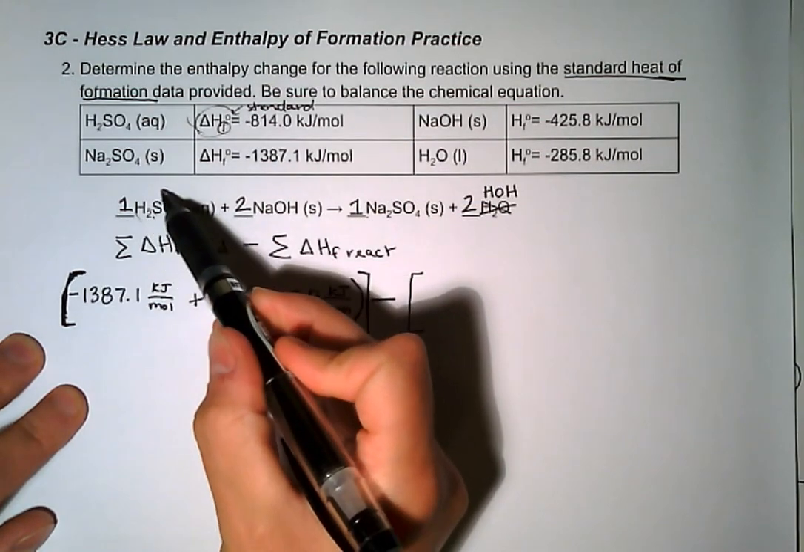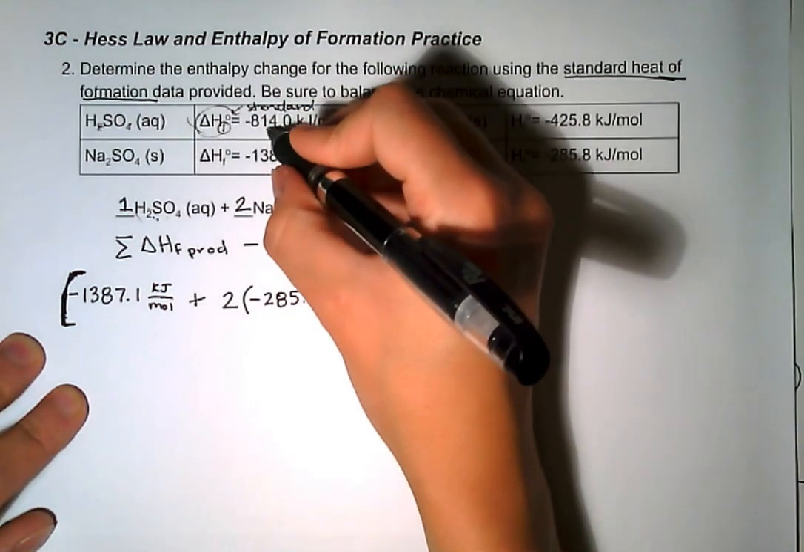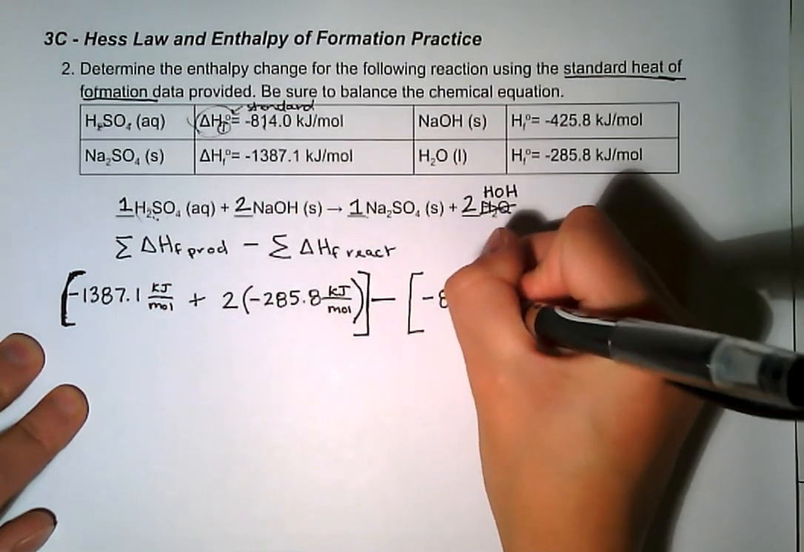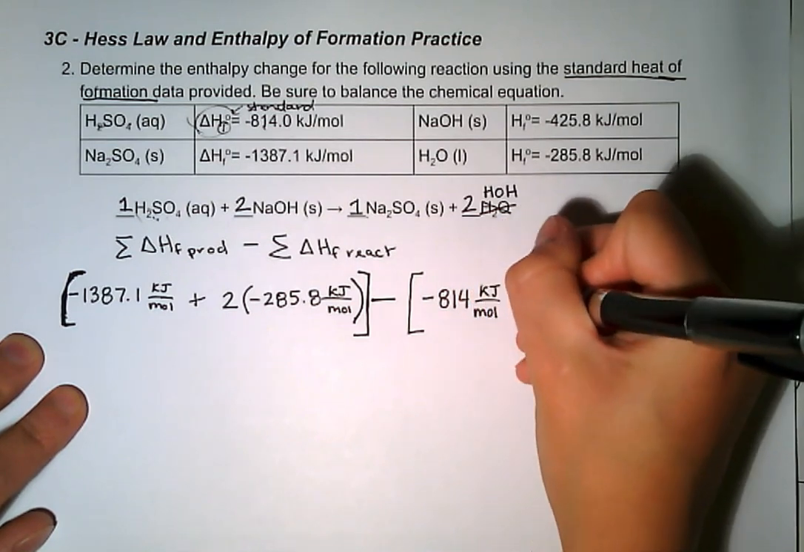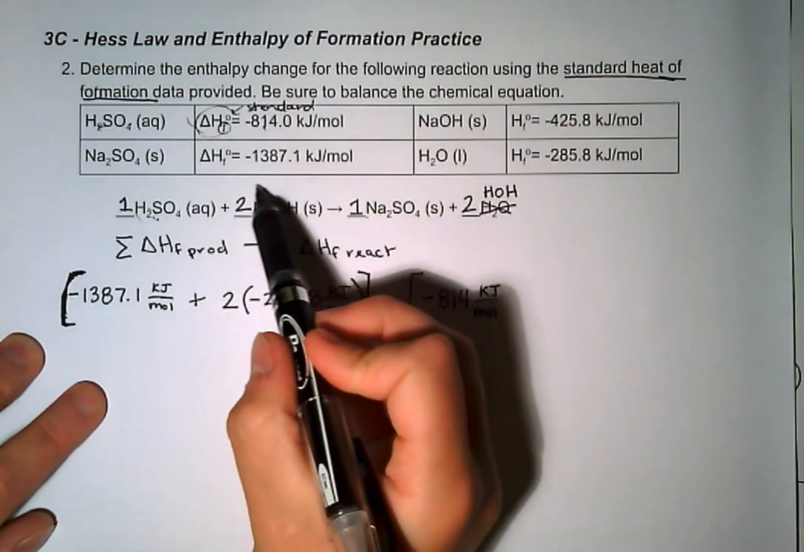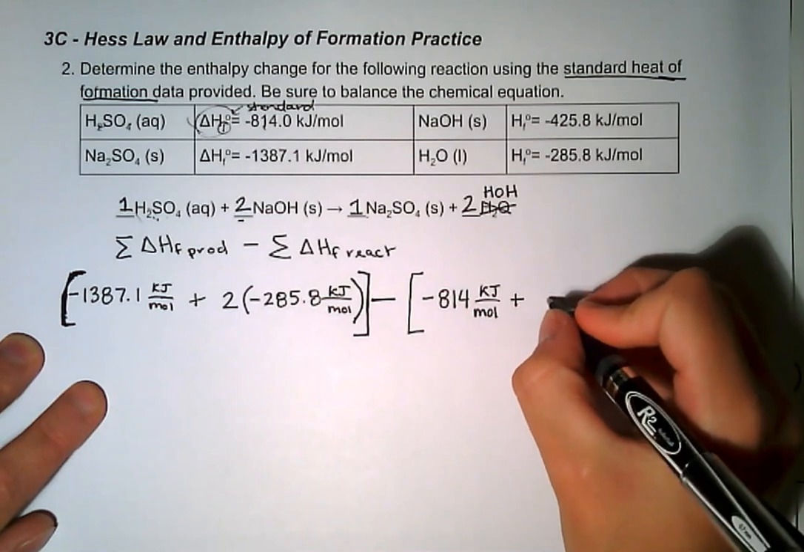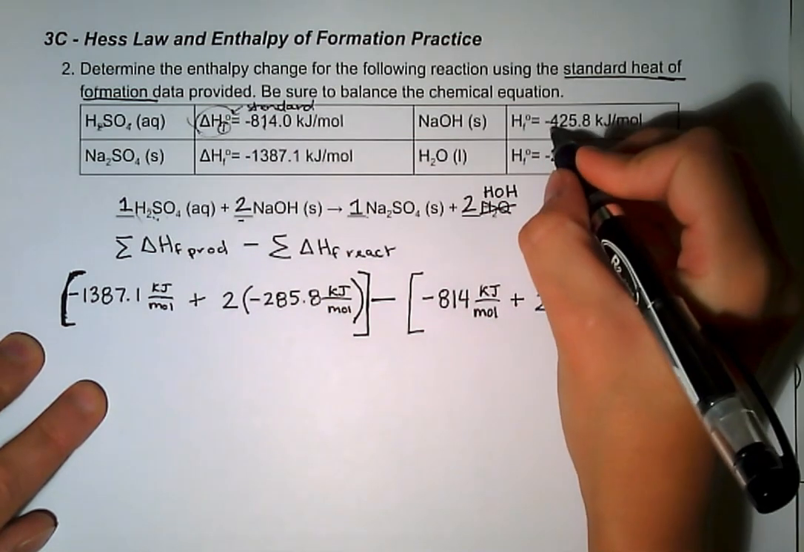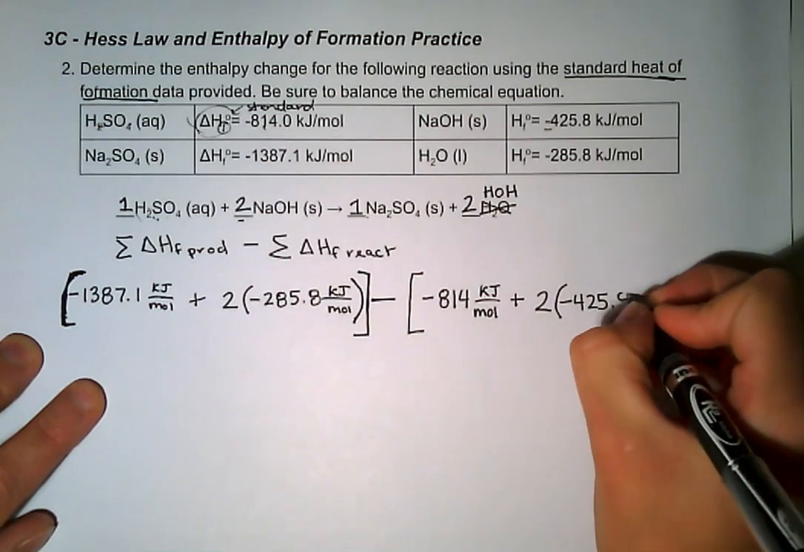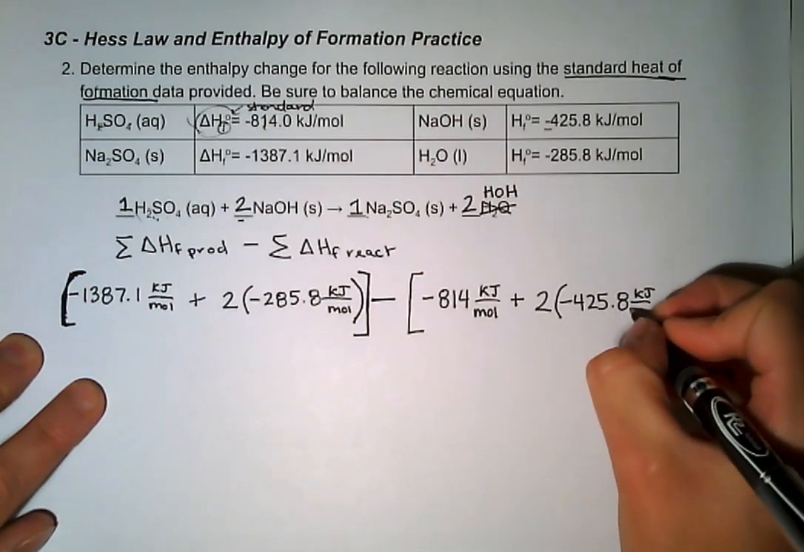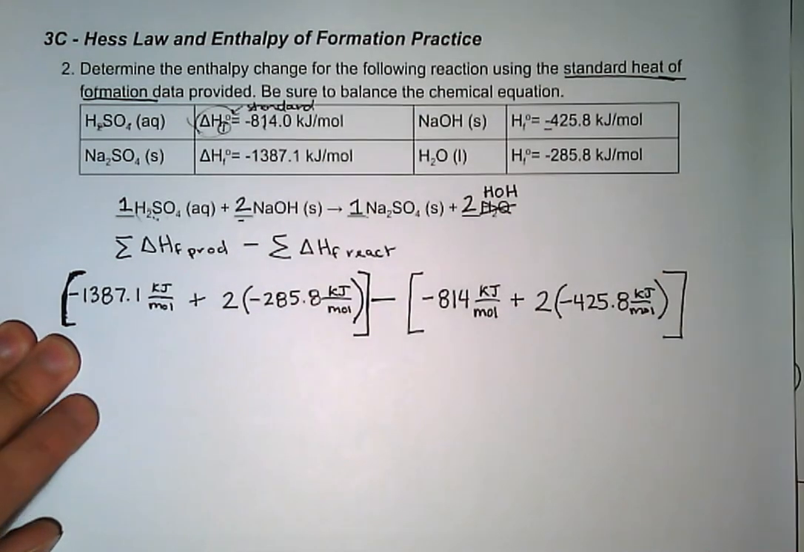My first reactant is H2SO4, which I only have 1 of. H2SO4 is, the enthalpy value is negative 814 kilojoules per mole. And then my second reactant is sodium hydroxide, which I have 2 of. So I need to add that in, plus 2 times negative 425.8 kilojoules per mole. Okay, close that parenthesis, and then I need to close my brackets over here.